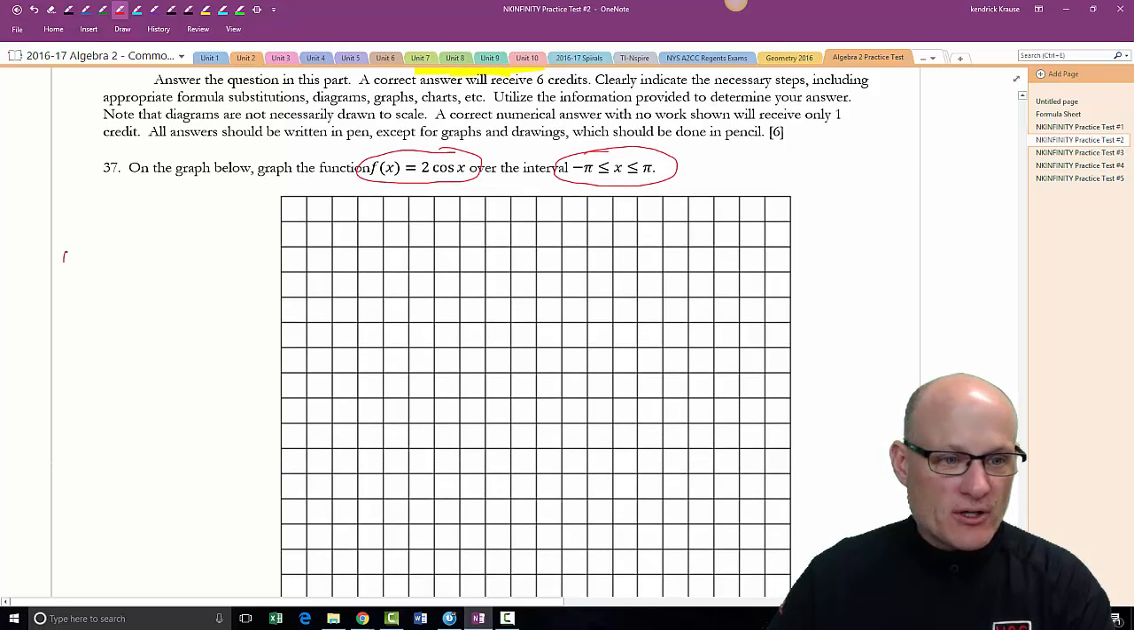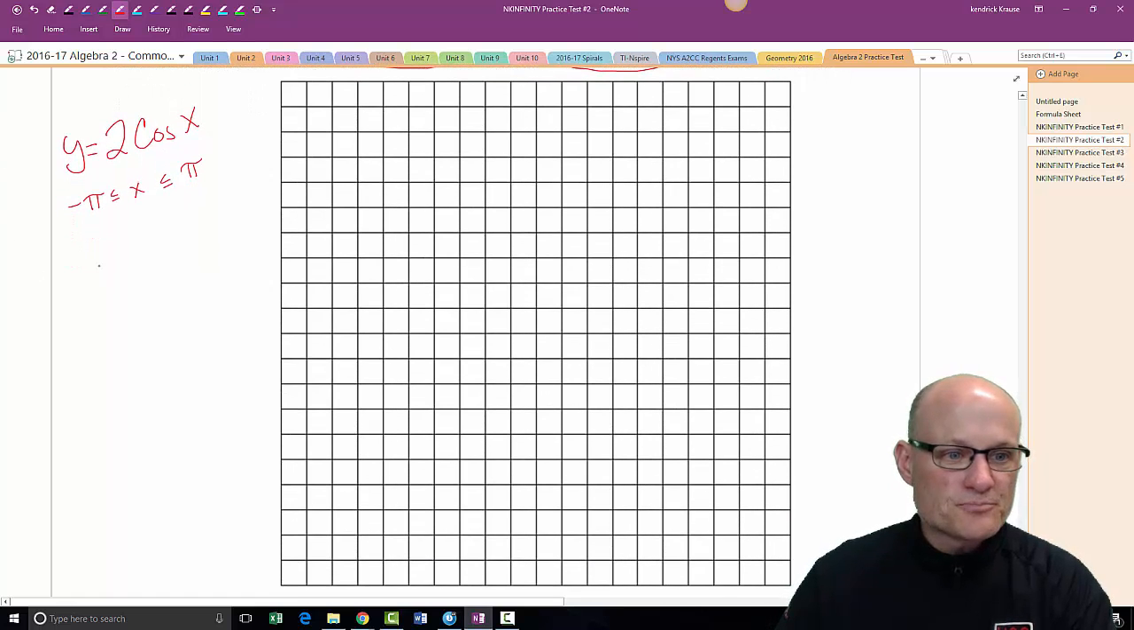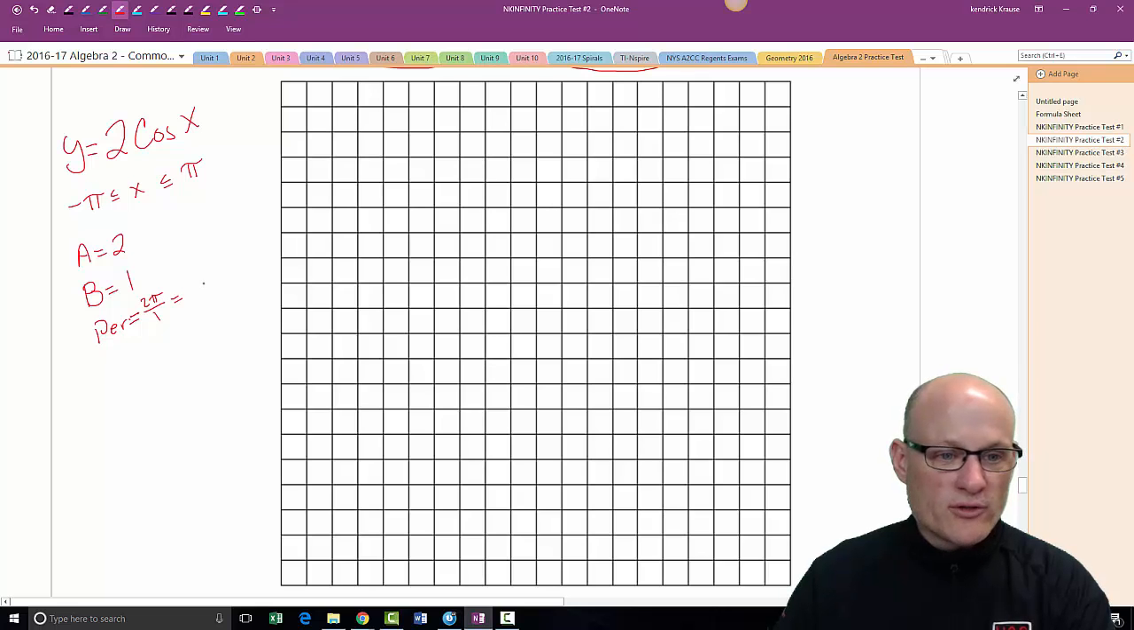So I want to graph the function y equals 2 cosine x, and I want to do it from negative pi less than or equal to x less than or equal to pi. All right, so let me try to center that graph paper. There it is. All right, so my amplitude is equal to 2. My b value is equal to 1, so therefore my period is equal to 2 pi over 1, which is just 2 pi.